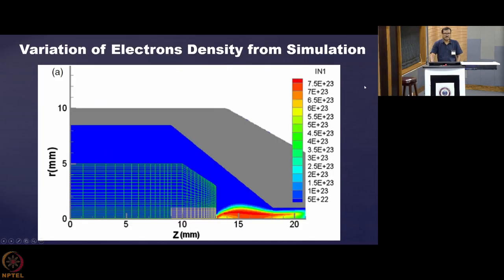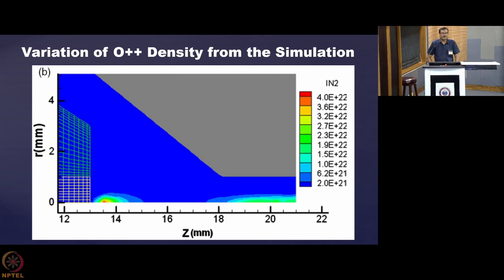Then this is the distribution of electrons, how they vary. This is very interesting because you see here, this is the bluish region, this is the yellowish region, so the density is low. Why is the density low here? Because this is a very high temperature region. Here the second ionization starts, and because of the very high temperature, the density is less. As you go to the periphery region, the density increases, and then again decreases because of the lower temperature.